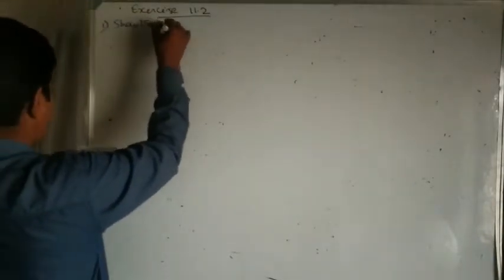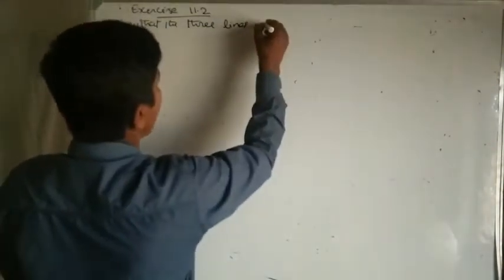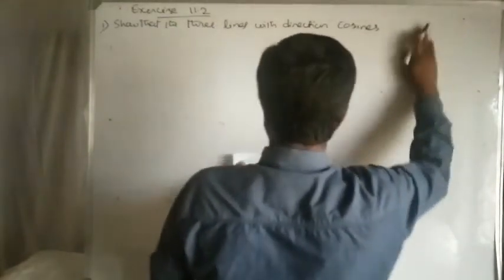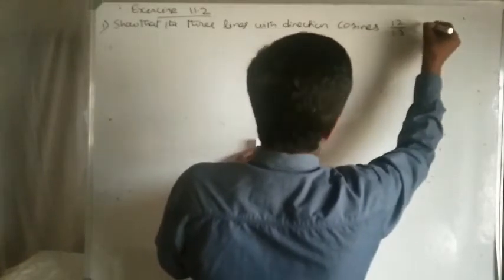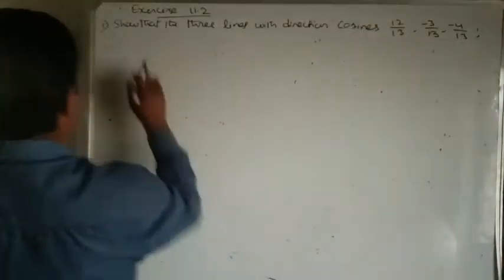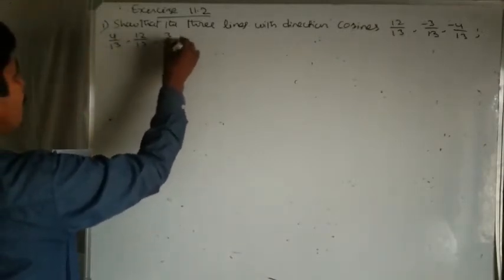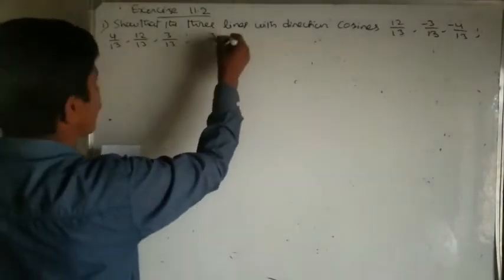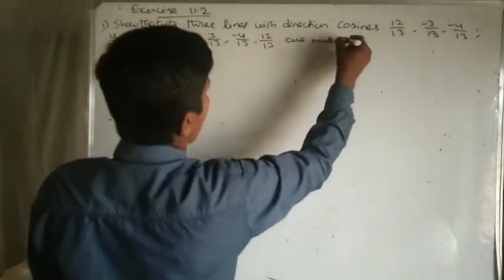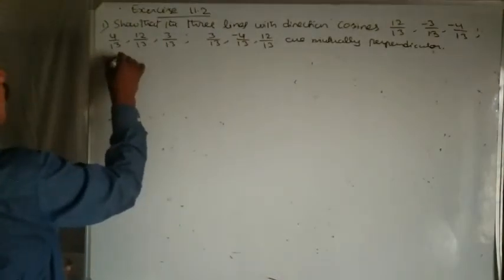Show that the three lines with direction cosines 12 by 13, minus 3 by 13, minus 4 by 13; 4 by 13, 12 by 13, 3 by 13; 3 by 13, minus 4 by 13, 12 by 13 are mutually perpendicular. Read the problem.